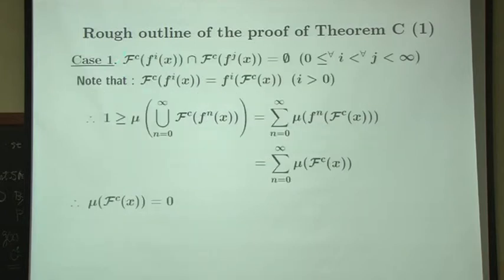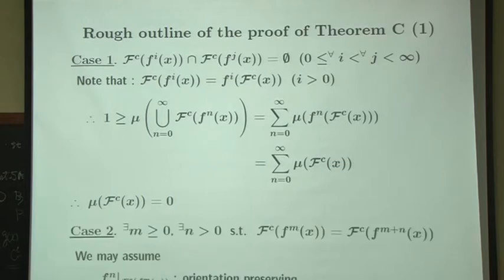Case one, this leaf is individual. It is easy to see that this leaf is invariant, and the measure is also invariant. So this means this measure is equal to 0. And this is very easy. In this case, it's very simple. There's case 2. They are periodic in some sense.